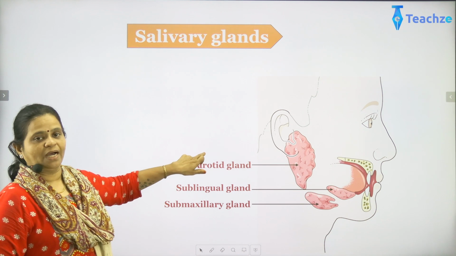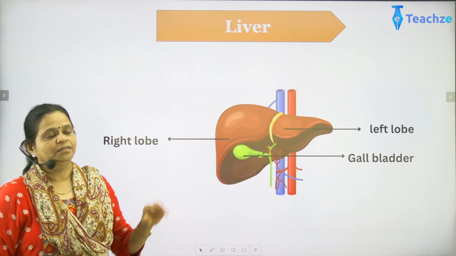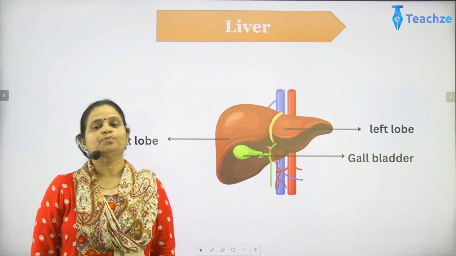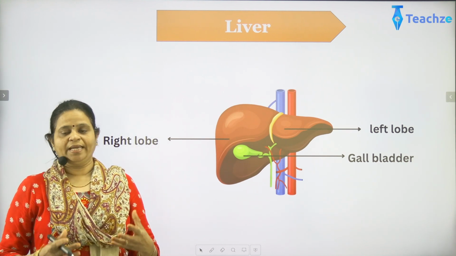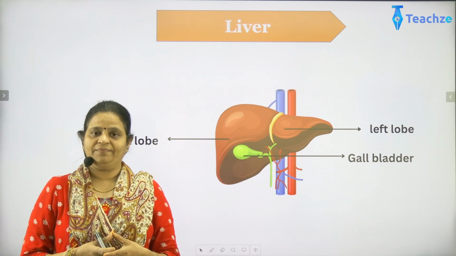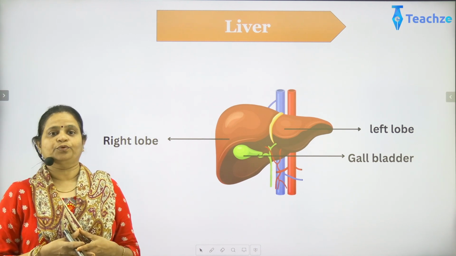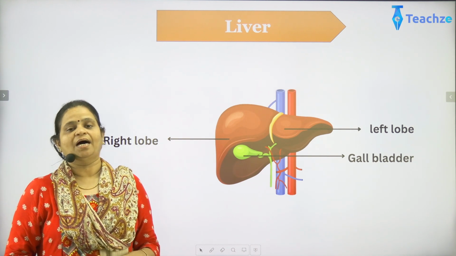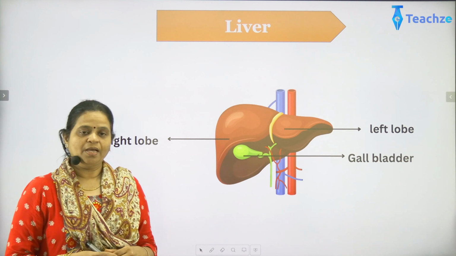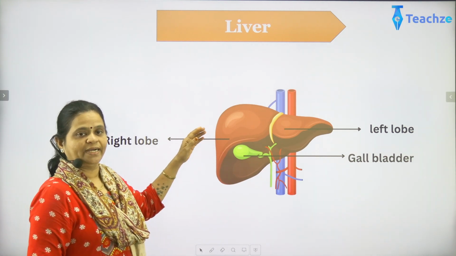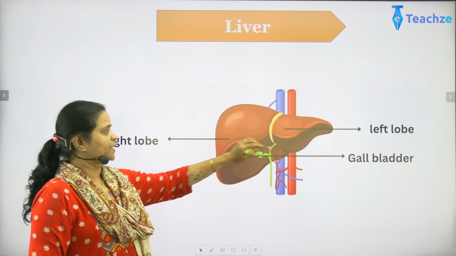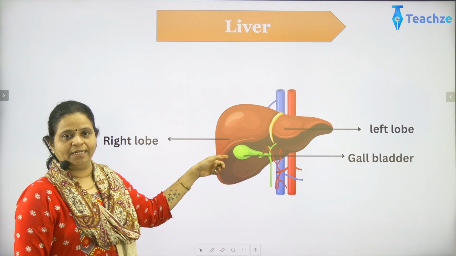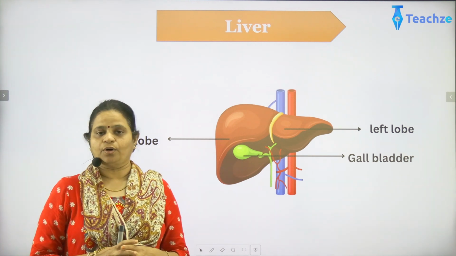The next type of gland we see, on the screen, is the liver. We all know the liver is very important, not only for digestion; even the placing of that particular organ for various activities is very important. The liver is the largest gland in our body, and it is divided into a right lobe and a left lobe. Here you can see a green colored structure called the gallbladder.